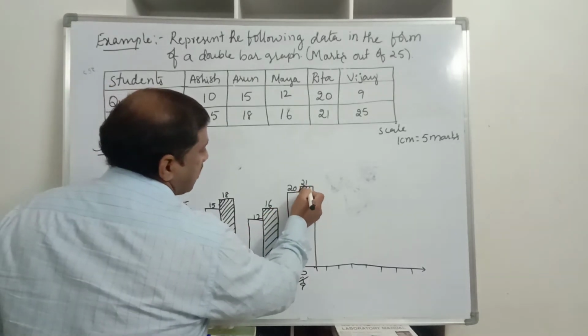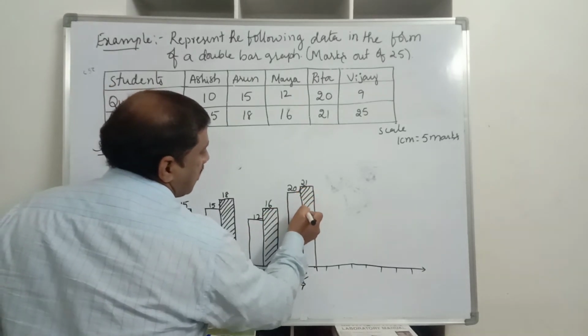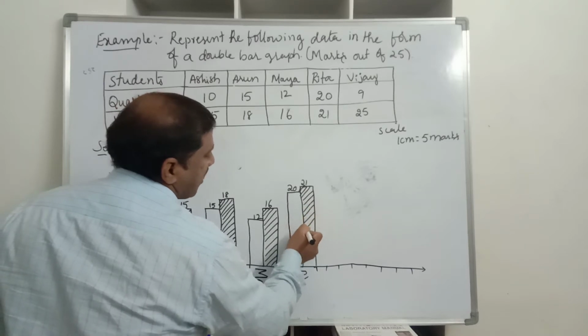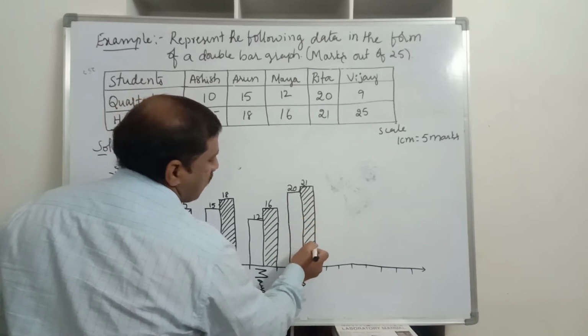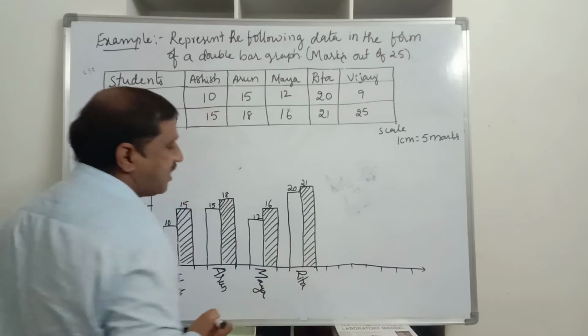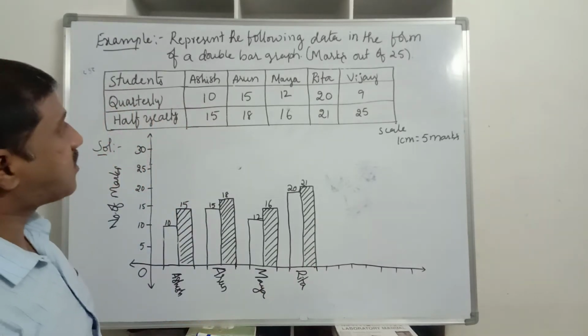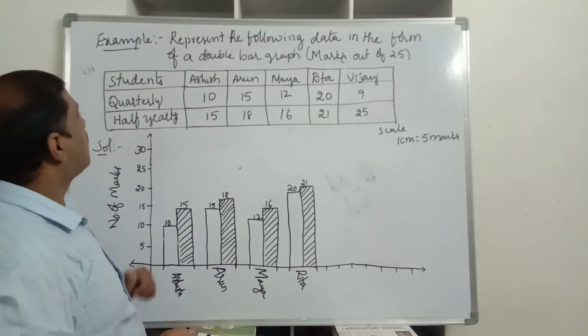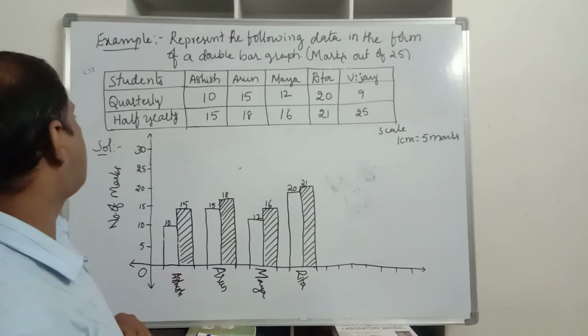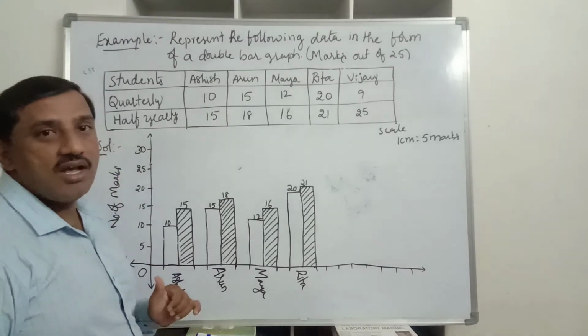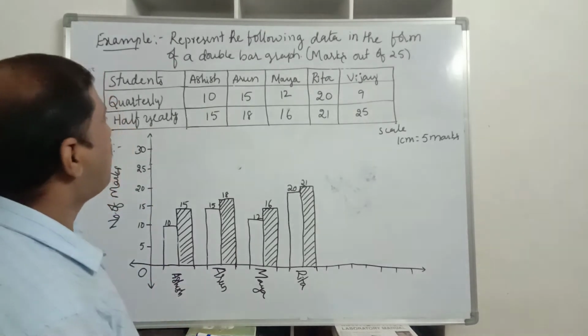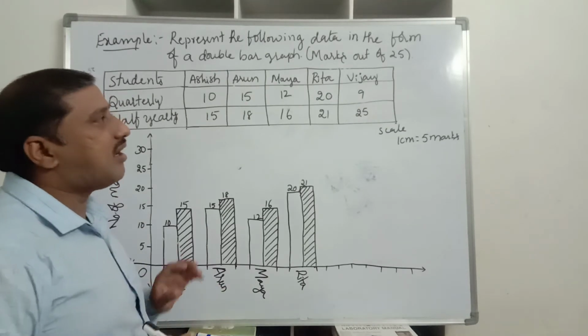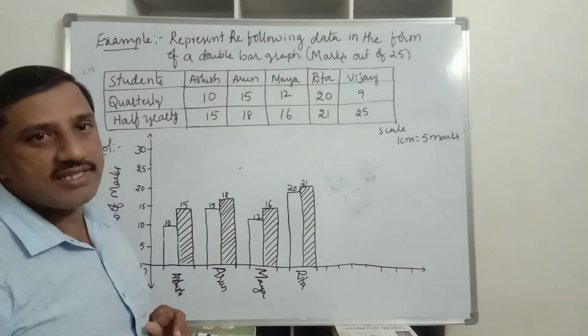So the half yearly examinations I am drawing with the lines to differentiate between half yearly and quarterly examinations. Like this it will represent. Next, the last student, Vijay. He scored just 9 marks in the quarterly examination, but in the half yearly he scored 25 marks. We will see a lot of improvement in Vijay's score.